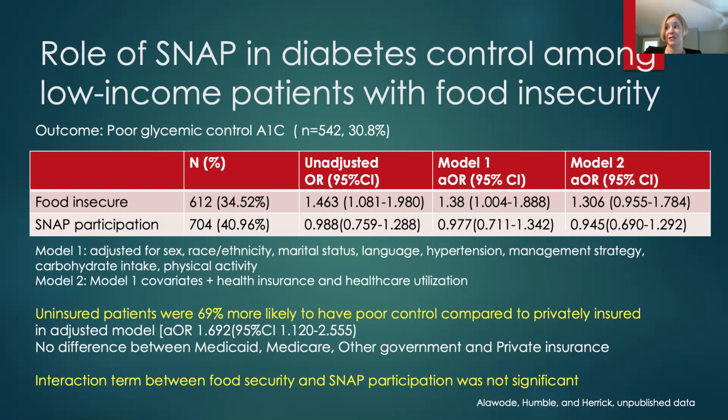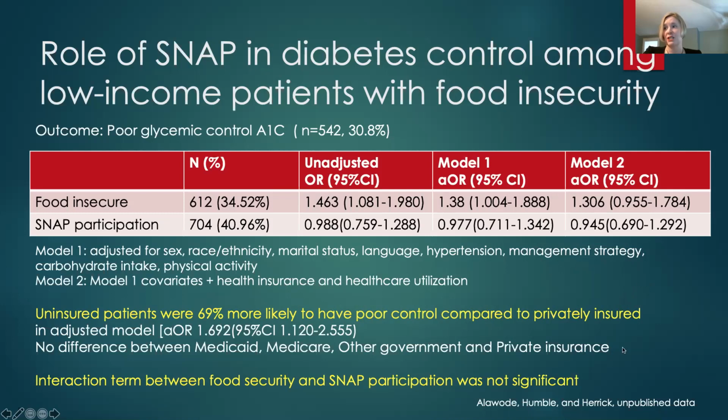While food insecurity was significantly associated with poor glycemic control, with a magnitude similar to that seen in prior studies, with those in the unadjusted models or the model adjusted for everything except for health insurance and healthcare utilization, those that were food insecure being somewhere between 38% and 46% more likely to have poor glycemic control. This no longer remains significant in the model where we added health insurance and healthcare utilization variables. As in prior studies, uninsured patients were 70% more likely to have poor control than privately insured patients, again, with no difference between those on Medicare, Medicaid, and other government insurance and private insurance.